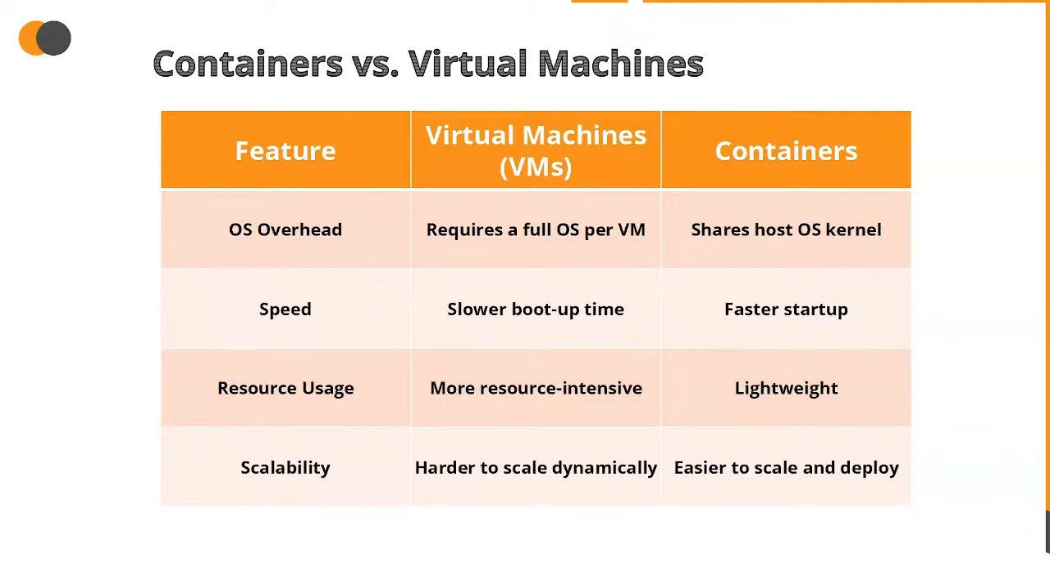When we talk about speed, virtual machines have a slower boot time compared to containers, because containers are faster at startup. Then resource usage: virtual machines are more resource intensive, whereas containers are lightweight and fast, because they share the host operating system. That is the reason they are fast and lightweight. Then scalability: virtual machines are harder to scale dynamically, whereas containers are easier to scale and deploy. You can just take a look at the comparison.